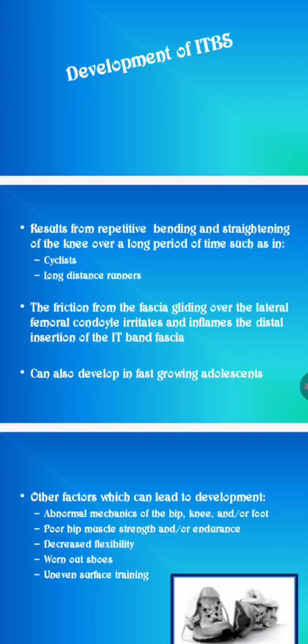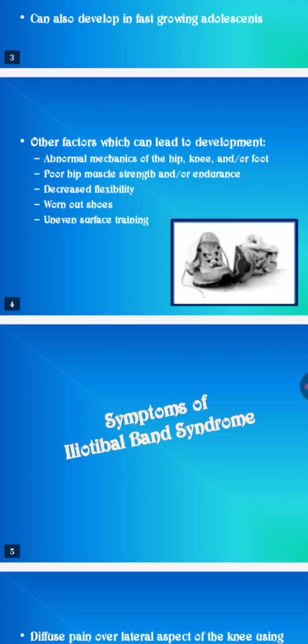It is a repetitive bending and straightening of the knee over a long period of time, such as in cyclists and long distance runners. The friction from the fascia gliding over the lateral femoral condyle irritates and inflames the distal insertion of the IT band fascia. It can also develop in fast growing adolescents. So this may happen in athletes, cyclists who are running, and people who go for rigorous cycling on weekends. It may occur in these patients.